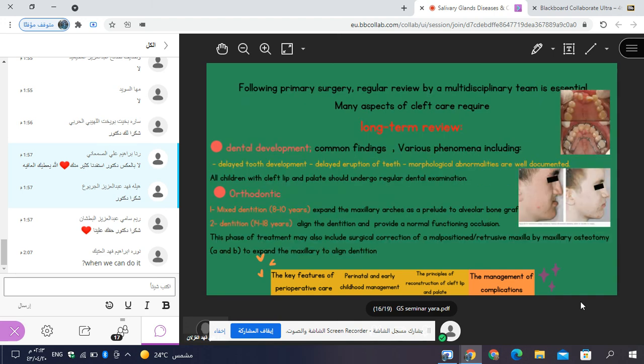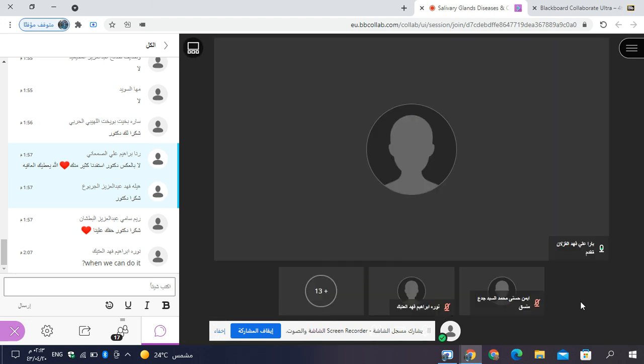So of course, if the palate and the lips are affected, so are the teeth. The dental development is a very common finding in almost all patients with cleft lip and palate. It has various phenomena. It can be either delayed tooth development or delayed eruption of teeth or any kind of morphological abnormalities. So they should undergo regular dental examination. Then orthodontic.